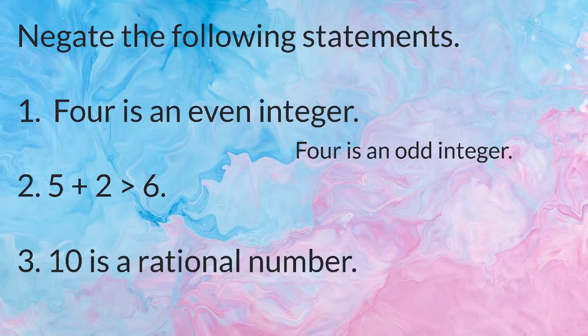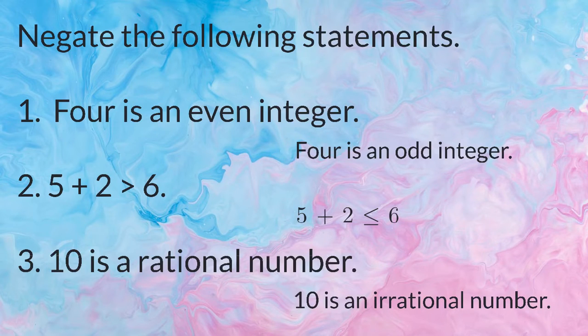5 plus 2 is greater than 6. The negation is 5 plus 2 is less than or equal to 6. 10 is a rational number. The negation is 10 is an irrational number.